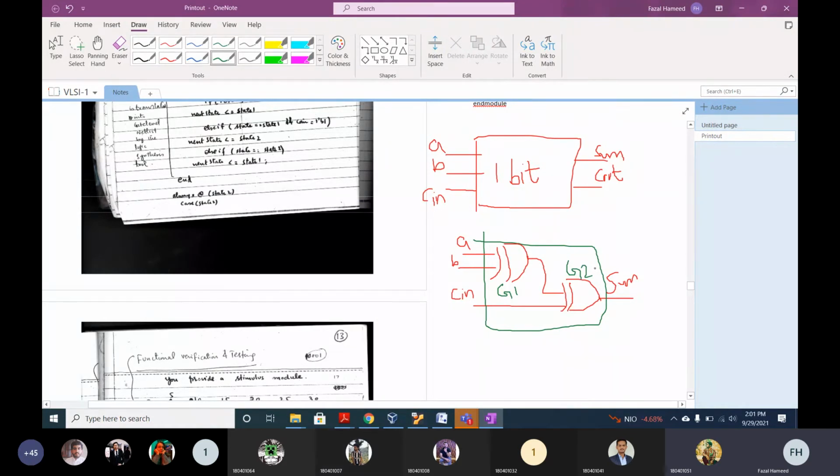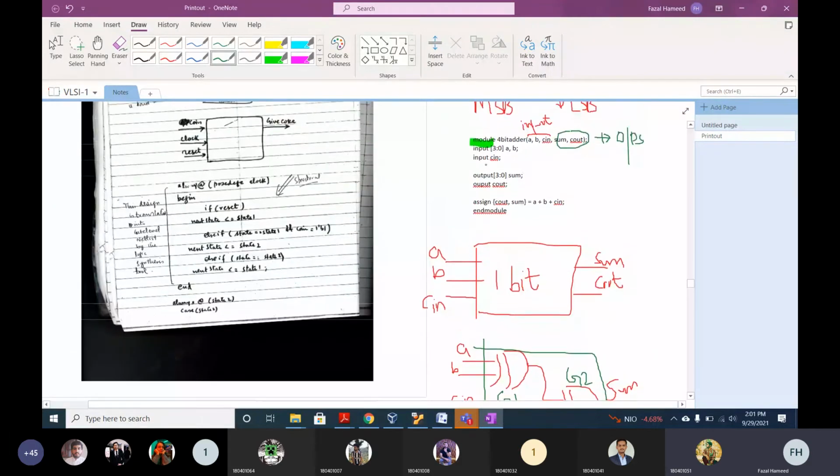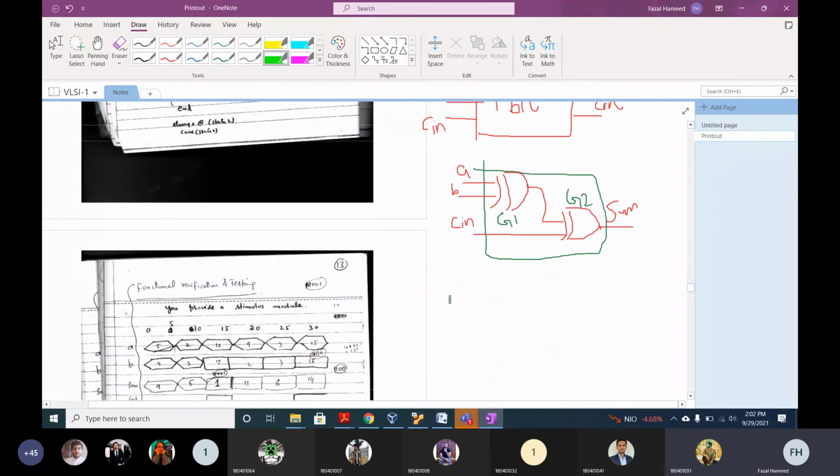Now if we see that it consists of gates, can you see any gates in this code that I have written? No. So we are now designing at a higher level of abstraction and we are using a plus operator. Whenever we use a plus operator, what will be synthesized? An adder.